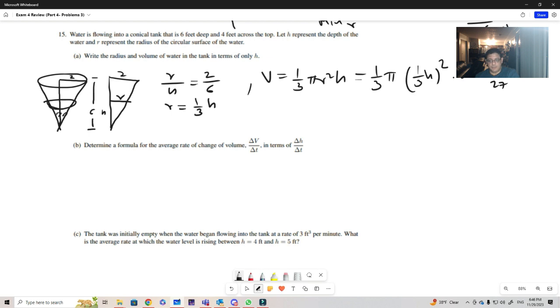Now for B, we want to determine a formula for the average rate of change for the volume in terms of the change of the height. So what's going to happen is that first we're going to establish what is the change in the volume. So for that, we're taking two different volumes at two different instances. So that means that we're going to have two different heights. So we have pi over 27 h2 cubed minus pi over 27 h1 cubed. As you probably can guess, we factored the pi over 27, and now we're going to have a difference of cubes here.